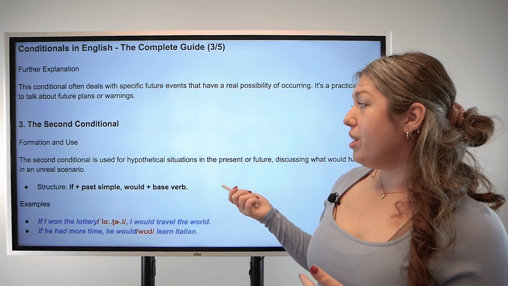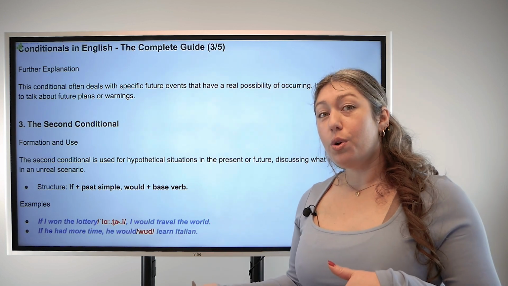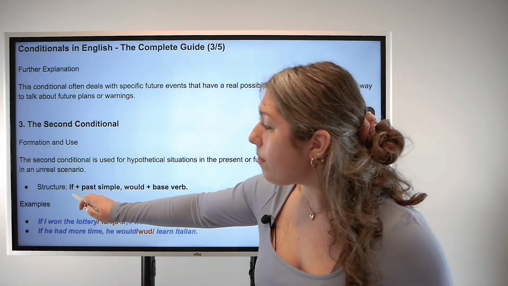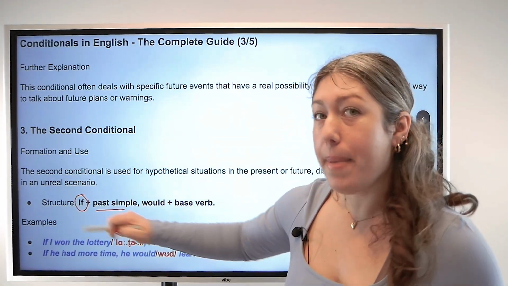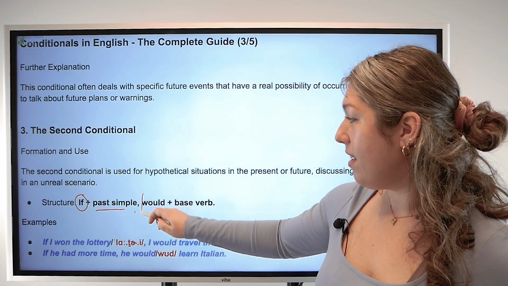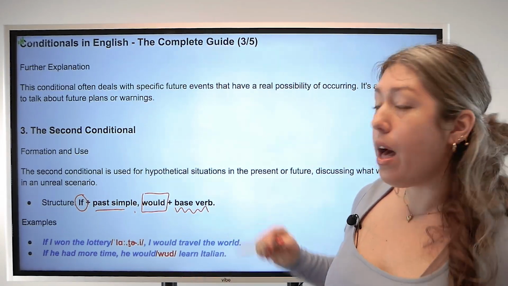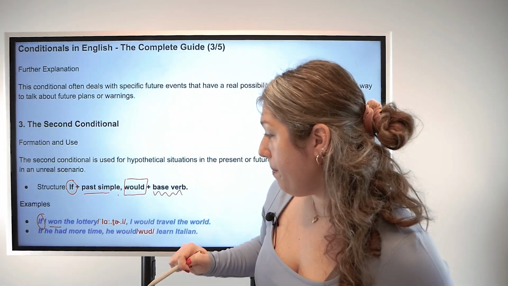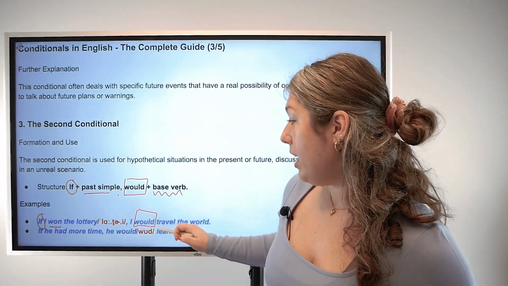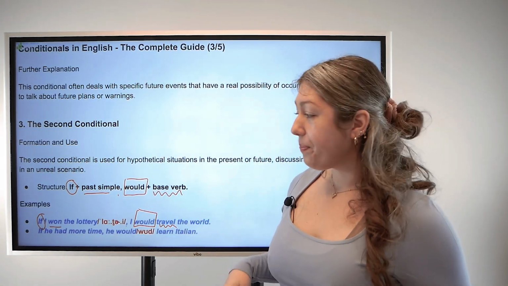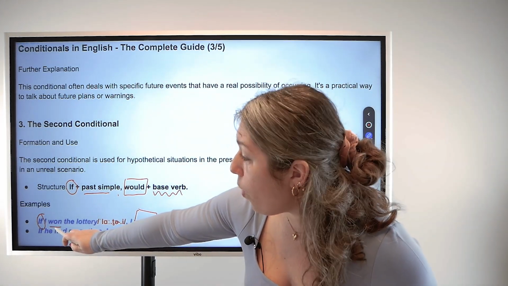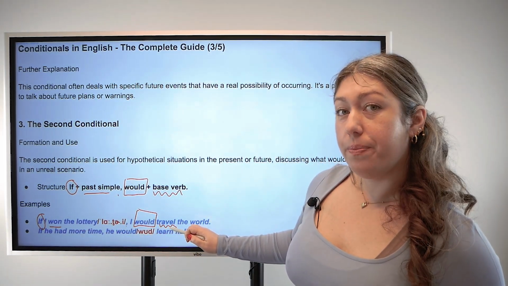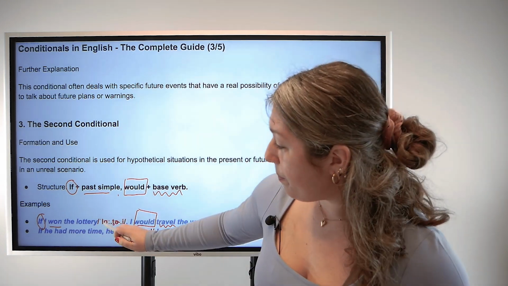So now let's look at the second conditional. We use the second conditional to talk about hypothetical situations in the present or future and what would happen in an unreal scenario. Let's look at the structure. We have if plus past simple, comma, would, and a base verb. For example, if I won the lottery, comma, I would travel the world. So we have if, won, past simple, the lottery, I would, and the base verb is travel. And let's take a look at pronunciation.